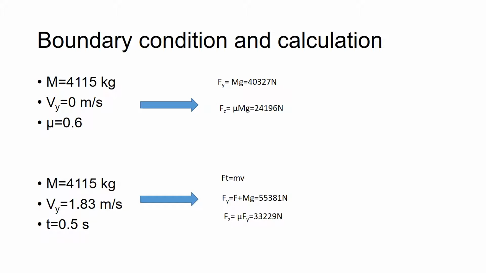So I did the calculation. The force in the horizontal direction is mu times m times g, and in the vertical direction is mg, which is only the gravity in this condition. And when Vy is equal to 1.83 meters per second, we can calculate Fy and Fz based on the equations here.